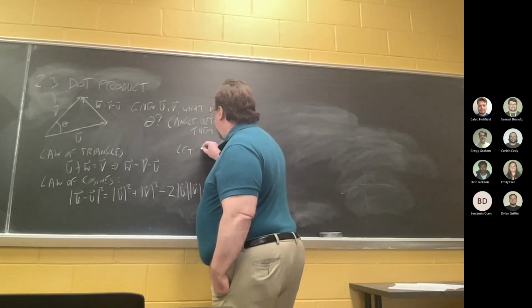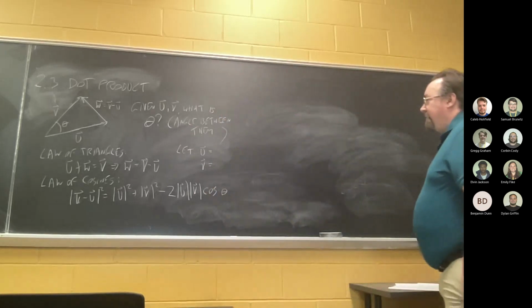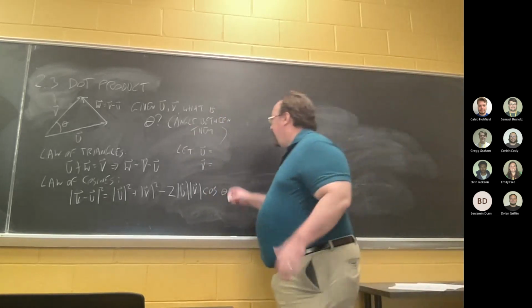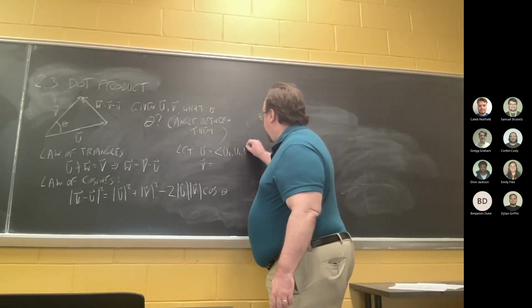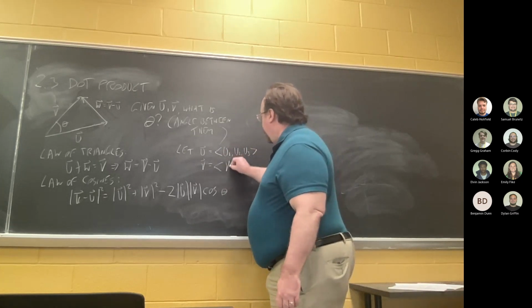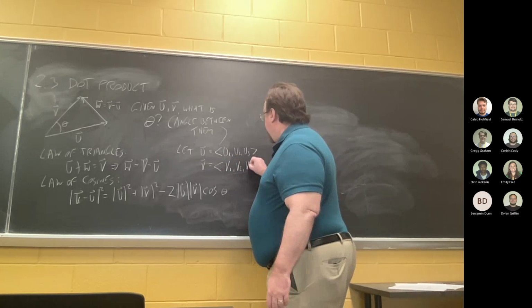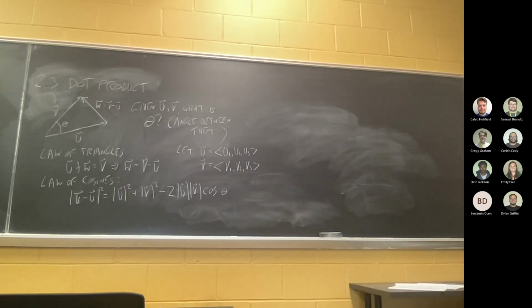Now, I'm going to write u and v in terms of their components. Even though we have a two-dimensional drawing, we'll just assume that this is happening in three-dimensional space. So u and v have three components, u1, u2, u3, which are the x, y, and z components of u. And then v1, v2, v3 are the x, y, and z components of v.